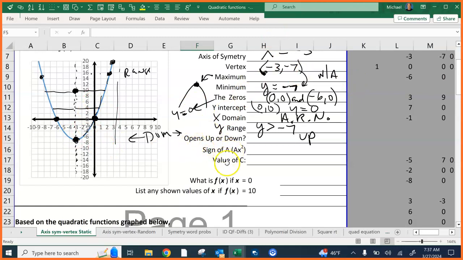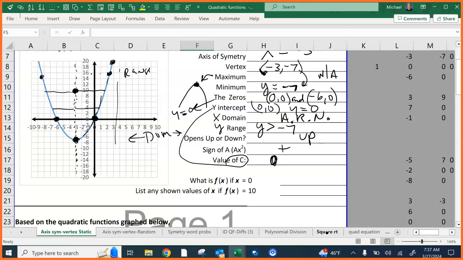from the vertex, okay? The sign of A, well, we know that, right? The A, if it opens up, means that the sign is positive. You can just put a positive. If it opens down, it's negative. And finally, the C. What is the C? Well, the C is the y-intercept. So that's going to be 0.